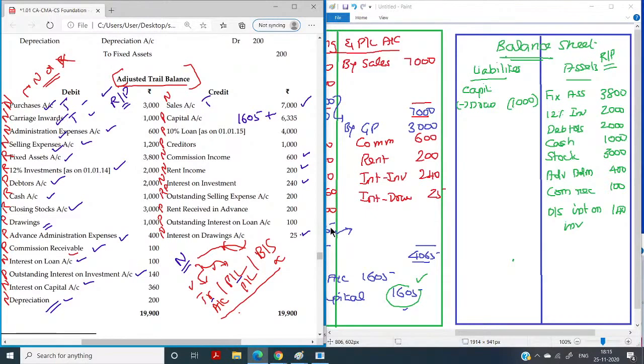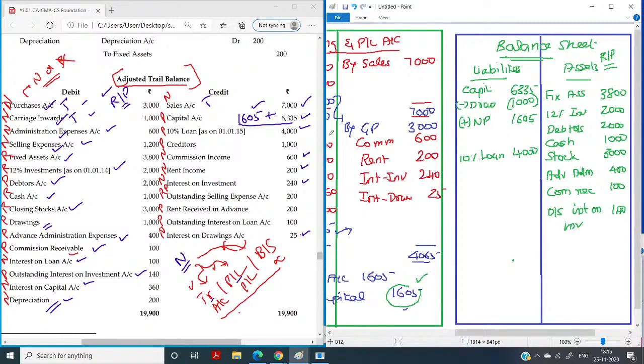Now, capital. Whatever items are on the credit side will come in the liability side. So here, capital being 6,335. With that, we have to add the 1,605 because of one more transfer entry from the balance available in the P&L account, named as net profit. So add net profit. I can show it this way rather than adding and showing that in the balance sheet. 1,605 over. Then the 10% loan is there, the 10% loan value being 4,000.